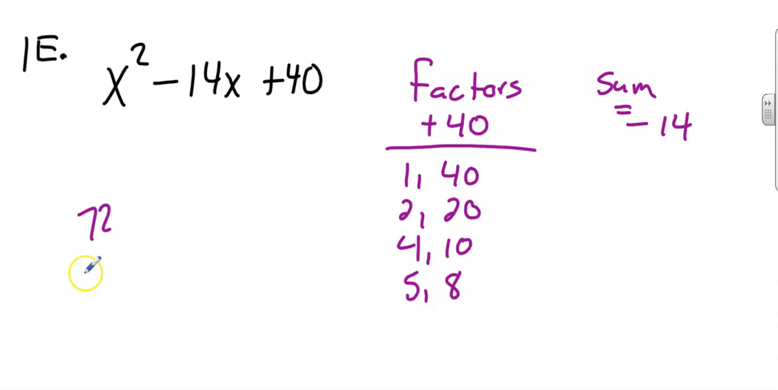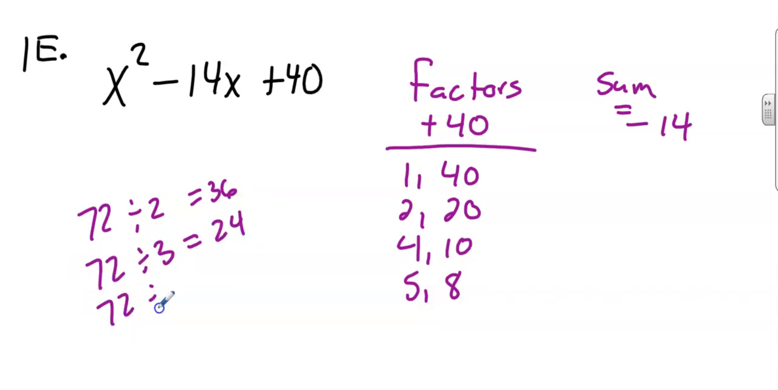Take 72, you may have missed 6 times 12. You might have missed 8 times 9. You might have missed 3 times 24. So if you're not sure what the factors are, just take the number and start dividing it. Divide it by 2, so then you get a factor. Divide it by 3, that comes out to 24.